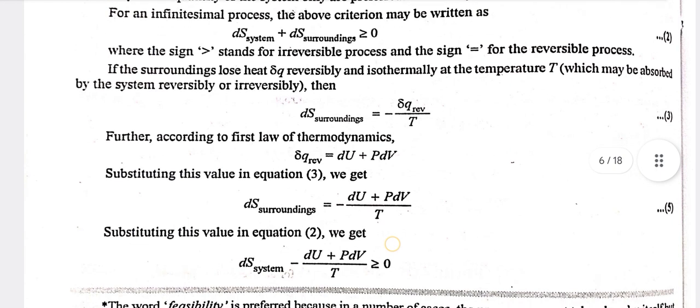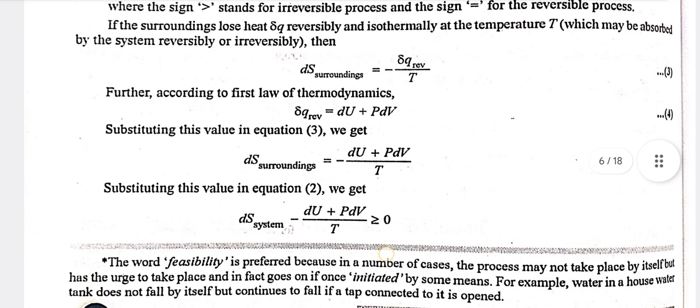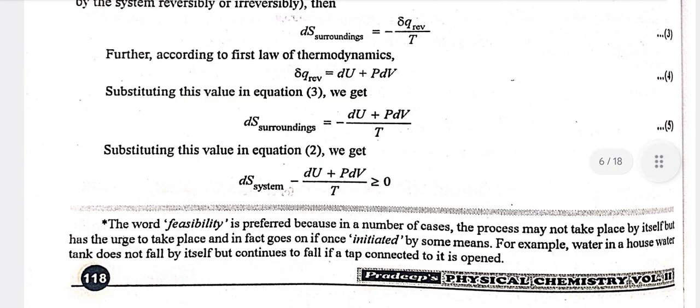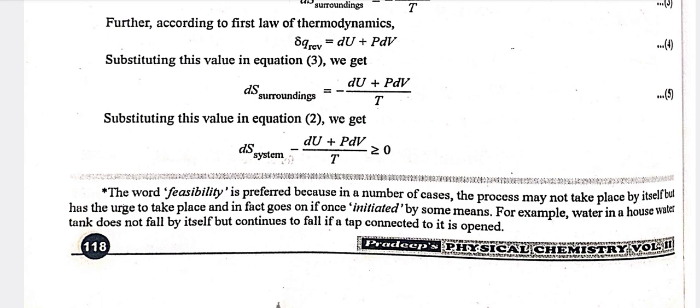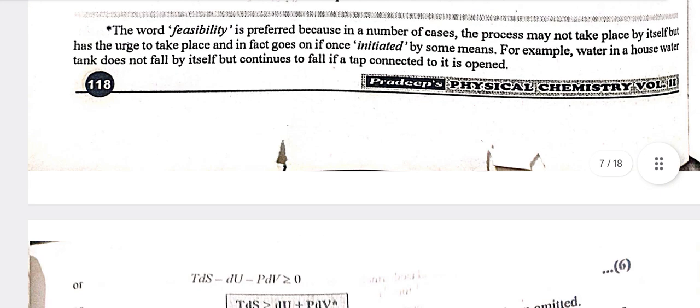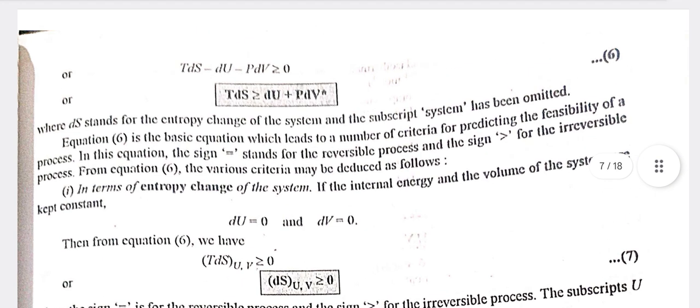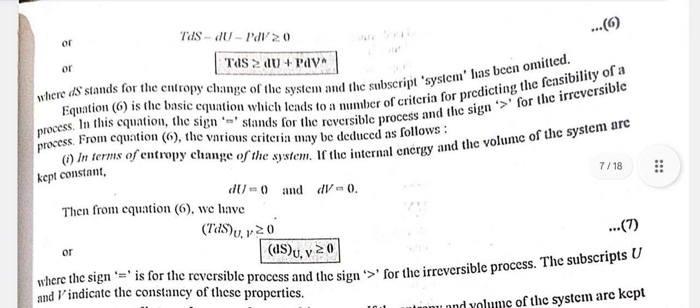Further, according to the first law of thermodynamics, δq is equal to dU plus PdV, so dS surroundings is equal to minus (dU plus PdV) by T. Substituting this value in equation 2, we get dS minus (dU plus PdV) by T greater than or equal to 0, that is, TdS minus dU minus PdV greater than or equal to 0. This equation is the basis which leads to a number of criteria for predicting the feasibility of a process. In this equation, the sign equal to stands for a reversible process and the sign greater than for an irreversible process.